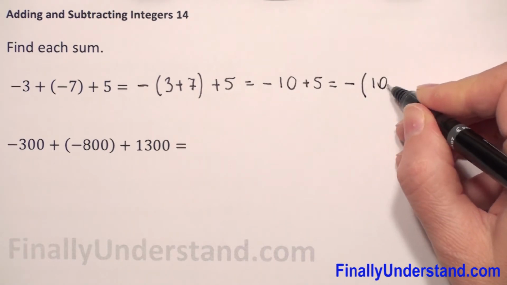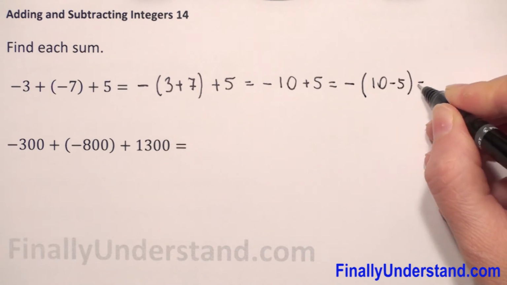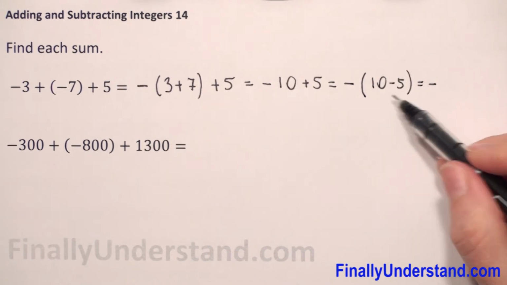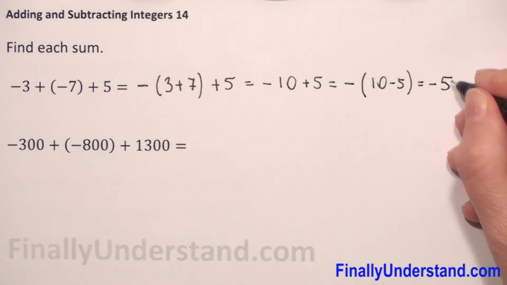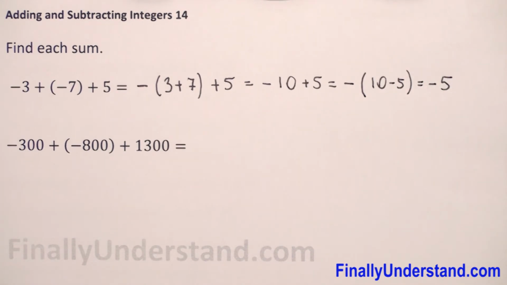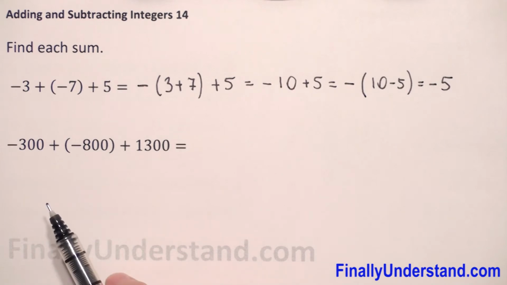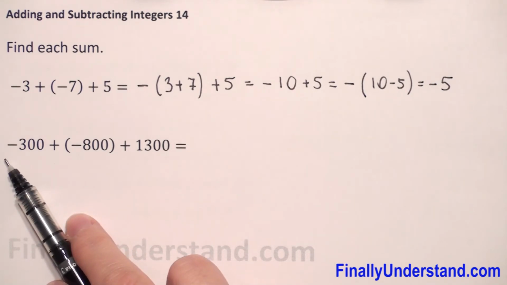So we have 10 minus 5. So this is equal, negative sign we copy, 10 minus 5 is 5. So the answer is -5. And the last example, start from the left side.